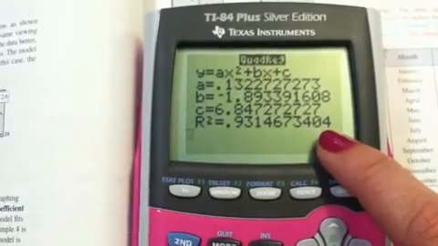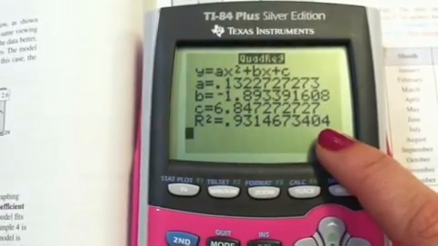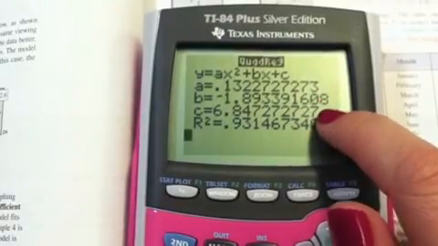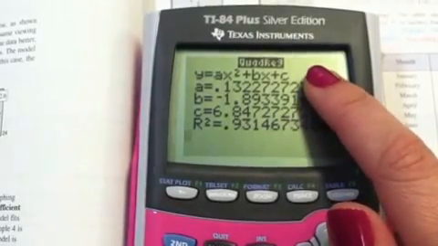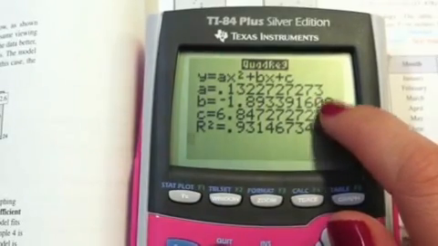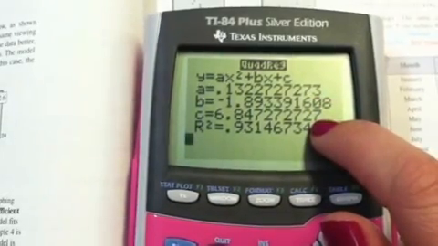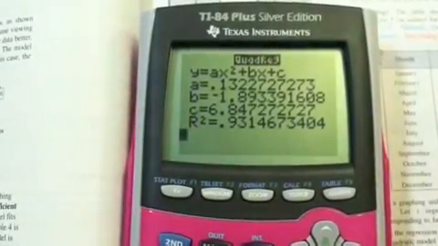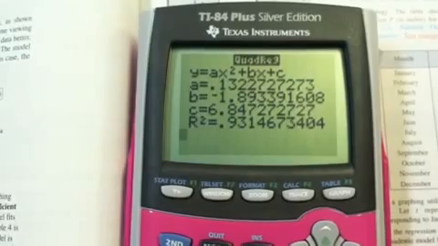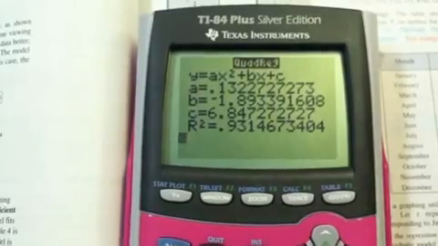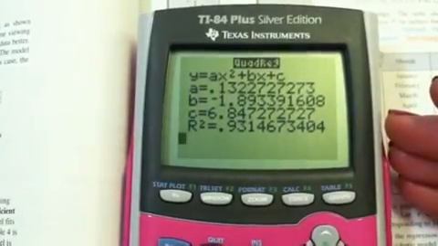Before I look at my stat plot, I'm going to take a look at my actual equation. It's written in standard form, ax squared plus bx plus c, and I'm given the coefficients for x squared, x, and the last constant. You can go ahead and round to the nearest thousandth. In this case, I get 0.132x squared minus 1.893x plus 6.847. That would be the equation for the parabola.